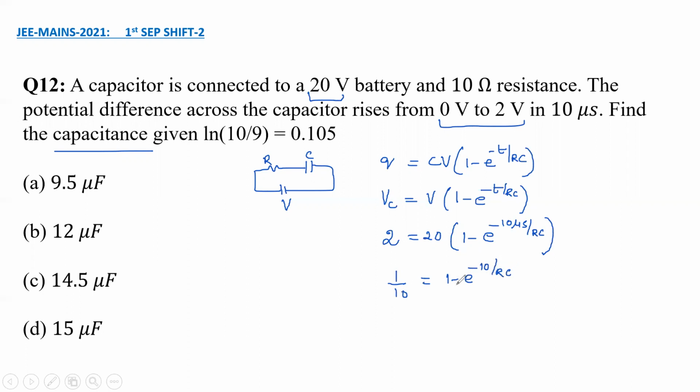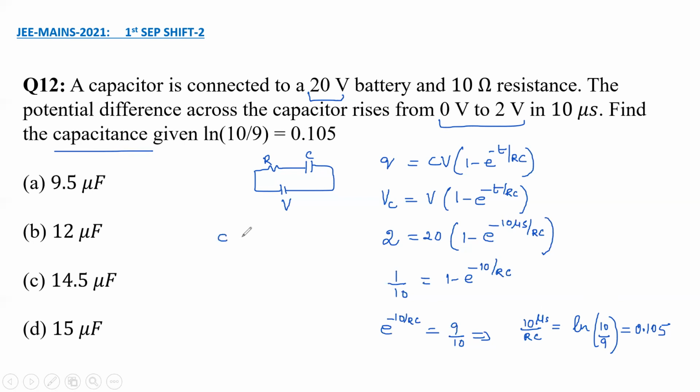Remember that 10 is in microseconds. So e to the power of minus 10 by RC is equal to 9 by 10, which implies 10 by RC, that is 10 microseconds by RC, is equal to ln of 10 by 9, which is 0.105.